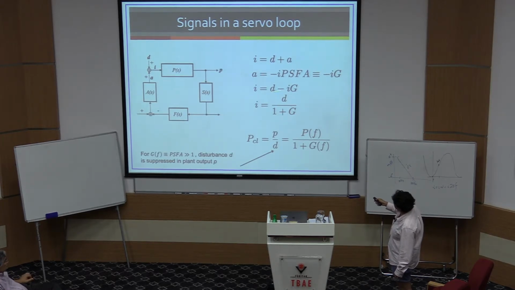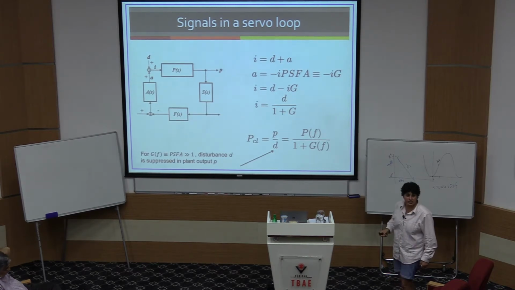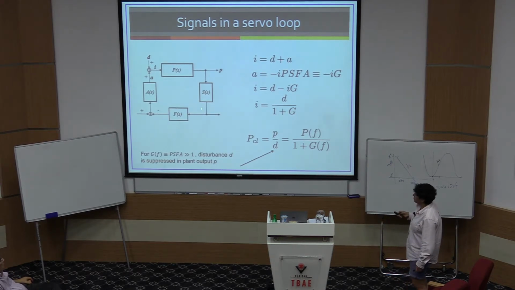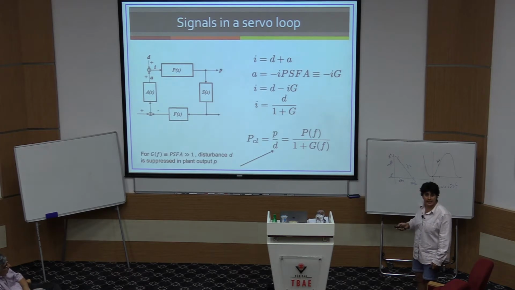And now you bring I over, and you notice something rather remarkable, which is that I is equal to D divided by 1 plus G, where G is the loop gain. And so in all of these circuits, we aspire to make G much, much greater than 1. And now notice what happens. If G is much, much greater than 1, my disturbance D is strongly suppressed in I. That's the cancellation.